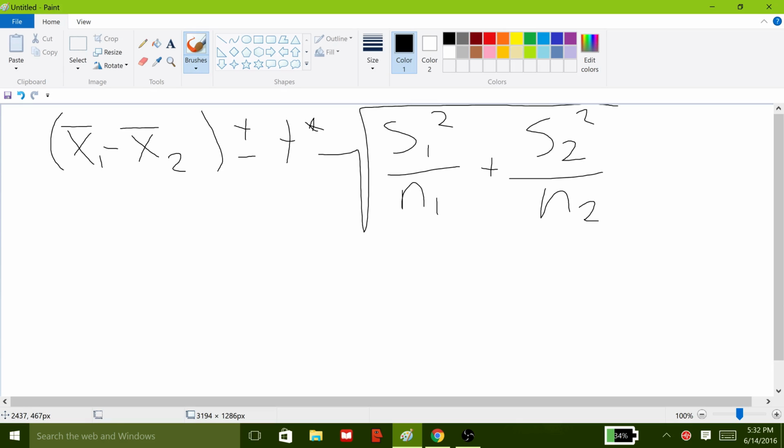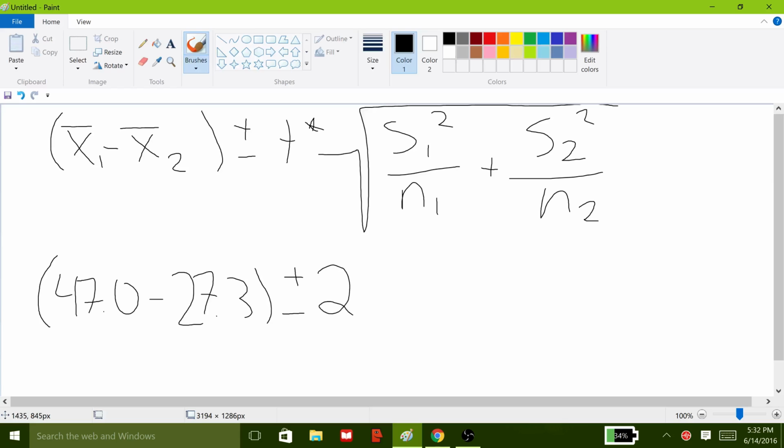All these numbers can be found on the chart besides the t-statistic. So now we're going to plug in the numbers. X bar 1 is 47 minus x bar 2, which is 27.3, plus or minus the t-statistic, which you're going to calculate in your calculator by doing inverse t, 0.975, 37.297. This will give you 2.026.